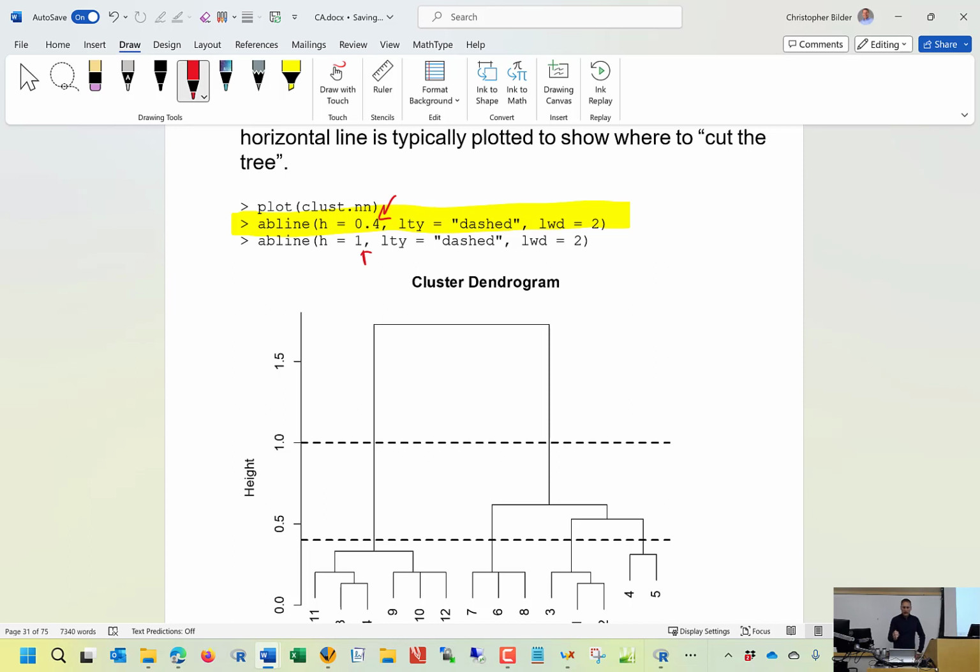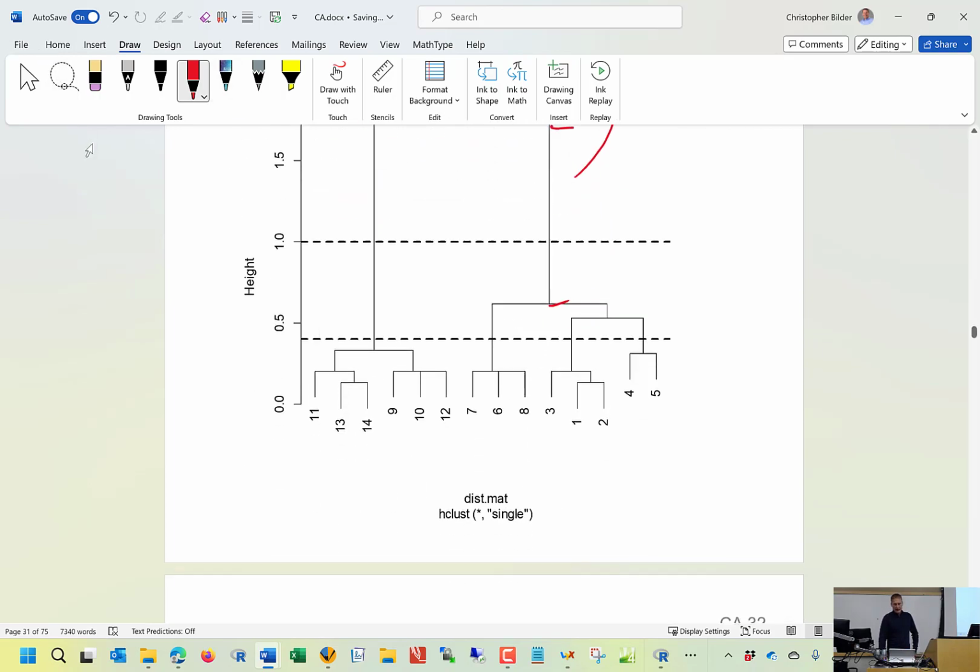I could have simply chosen maybe 1.2. I could have done that. I could have chosen 0.9. The key is it just needs to be somewhere between here and here for this one. Line type equal dash: I use a dash line to help differentiate it from the solid lines that you see on the plot already for the diagram, and also line width of 2 to make it stand out.